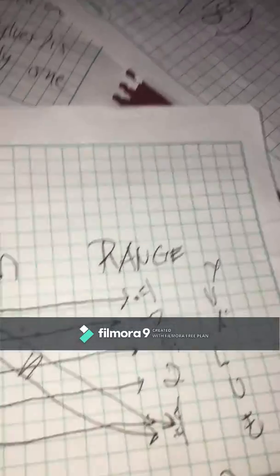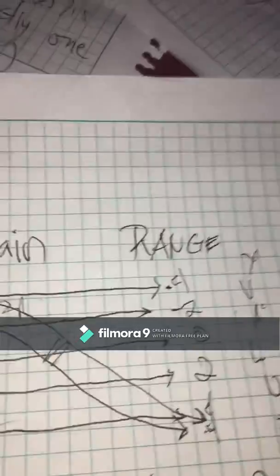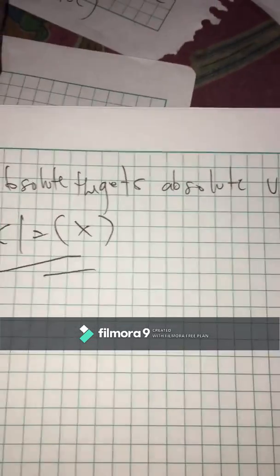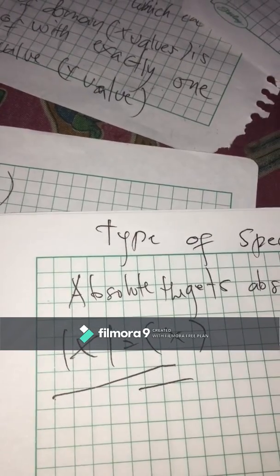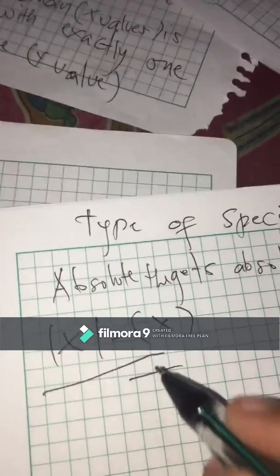So now let's proceed to the absolute value. The absolute value function gets the absolute value. So this is a special type of function. And this is the formula of the absolute function.